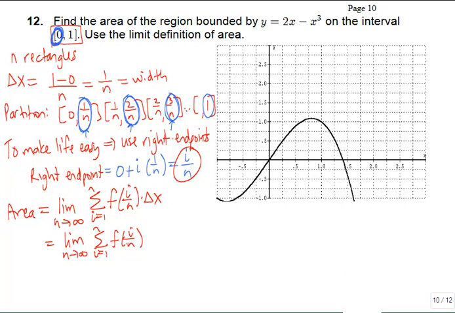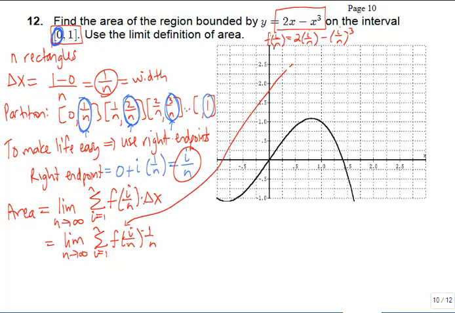So my delta x is 1 over n. Okay? So here's my initial formula. We haven't used our function at all yet. So now what we're going to do is physically plug in i over n into this function. So we need to find f of i over n. So that's going to be 2 times i over n minus i over n cubed. And that is all going to go right here.